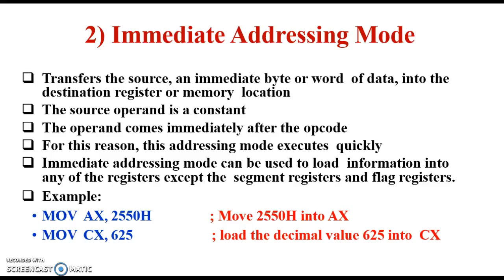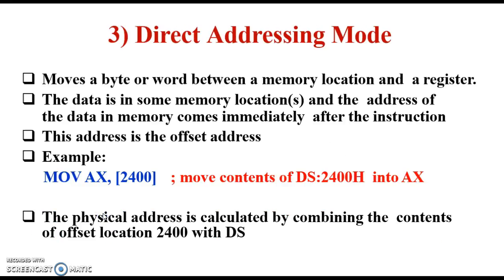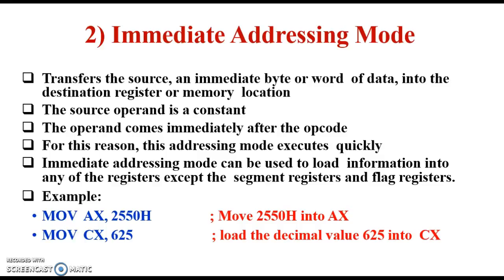The next addressing mode is immediate addressing mode. In this type of instruction, 8 or 16-bit data is directly given with the instruction. The source operand is a constant and the operand comes immediately after the opcode. The immediate addressing mode can be used to load information into any of the registers except the segment registers and flag register.